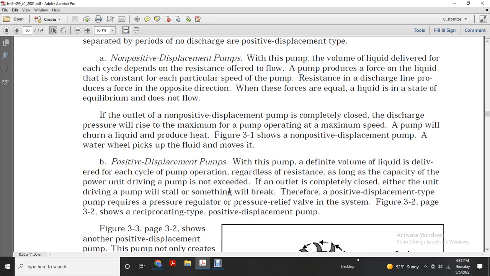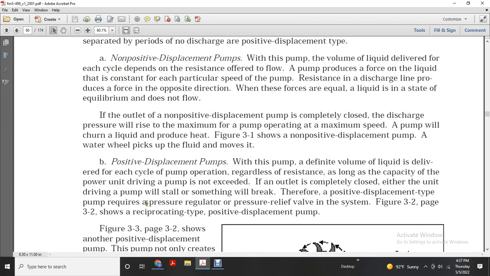A positive displacement pump delivers a definite volume of liquid in each cycle of pump operation, regardless of resistance, as long as the capacity of the power drive of the pump is not exceeded. If the outlet is completely closed, either the unit driving the pump will stall or something will break. Therefore, a positive displacement type pump requires a pressure regulator or pressure relief device in the system.